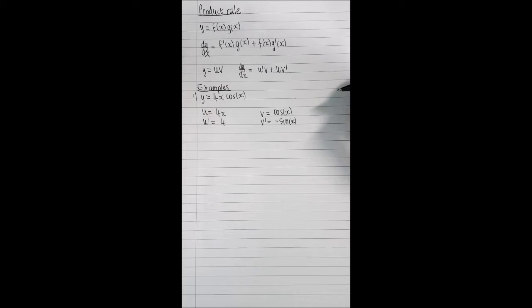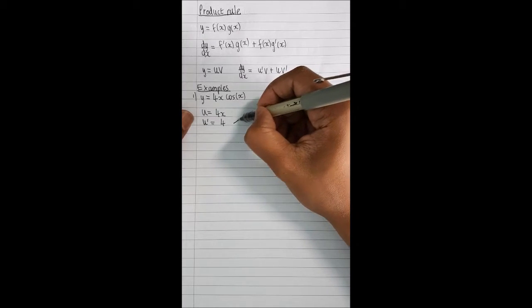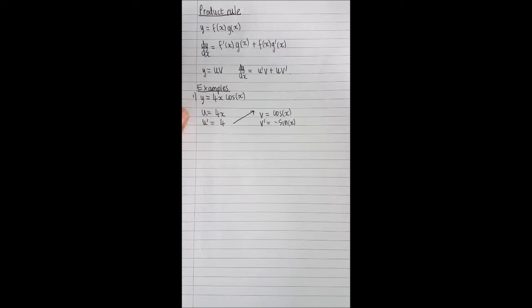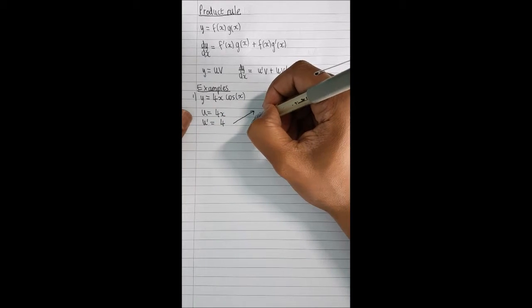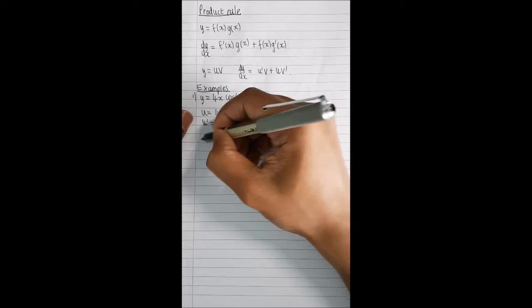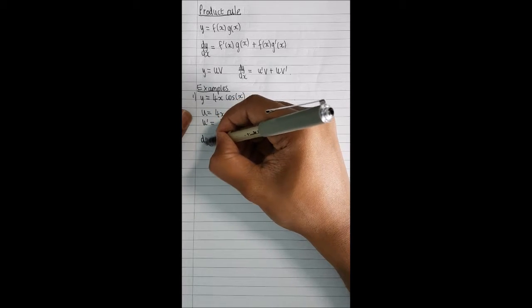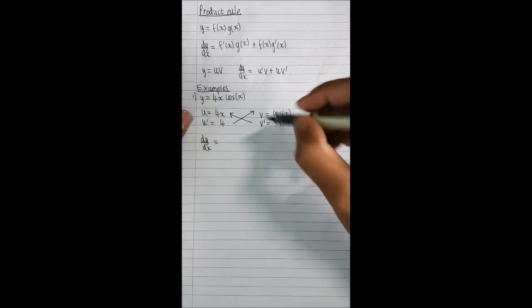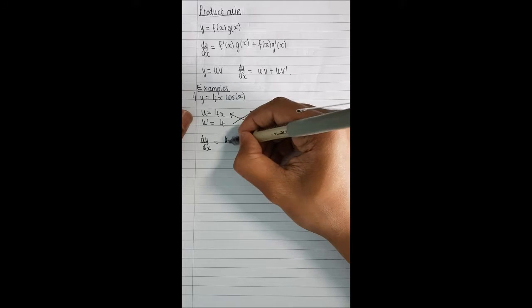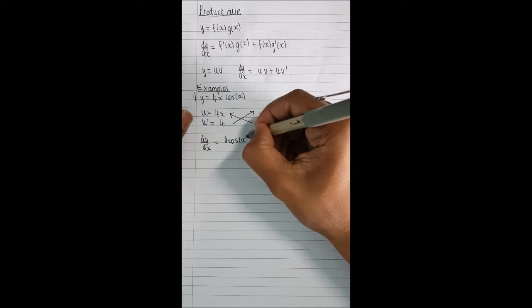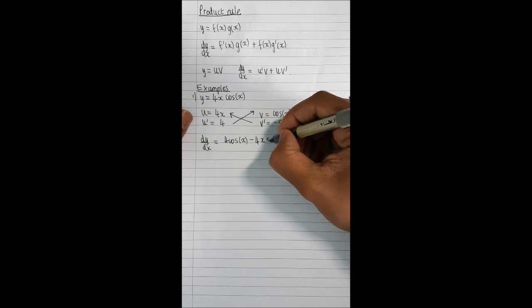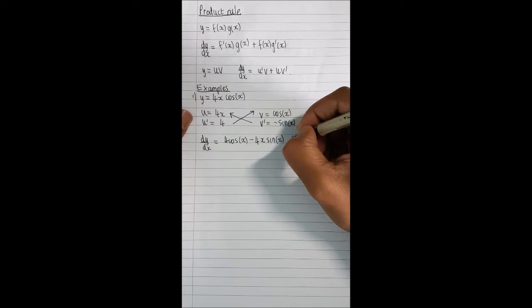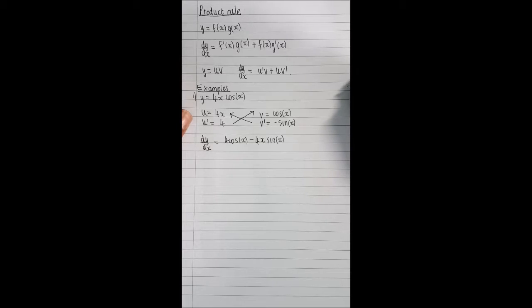Then looking at the formula for dy by dx, it says that we have to multiply u prime by v, and then we have to add u multiplied by v prime. So dy by dx is equal to 4 times cos x, which is 4 cos x, take away 4x times sin x. And the reason why it's take away is, of course, we have the minus sin x.